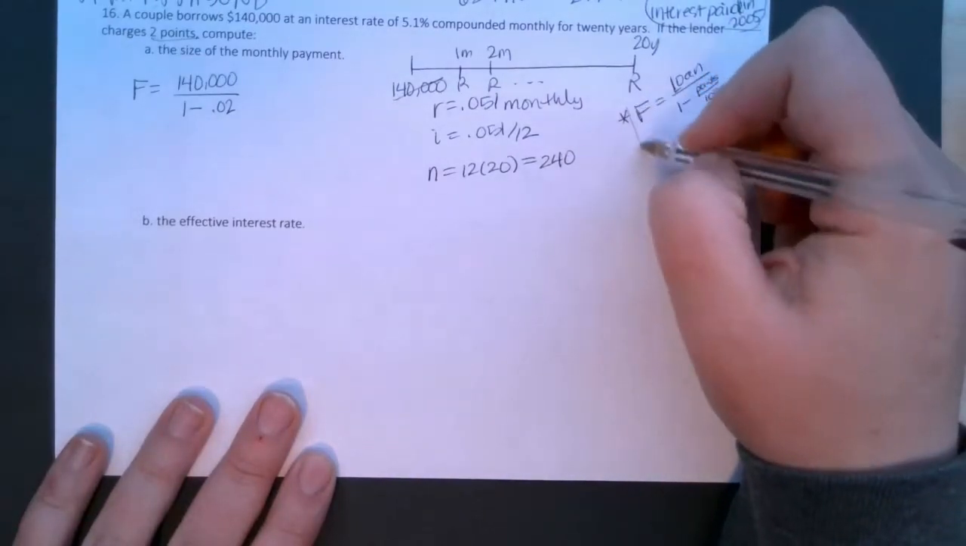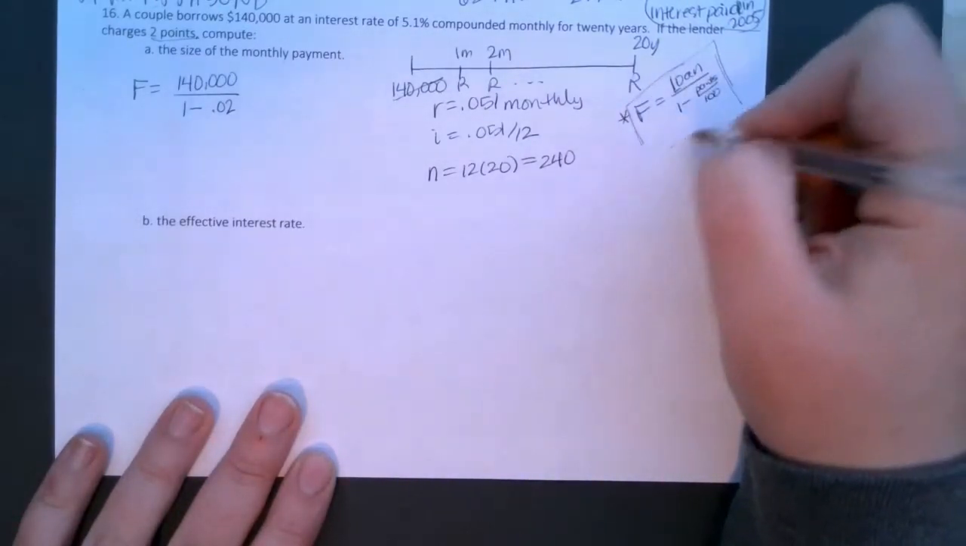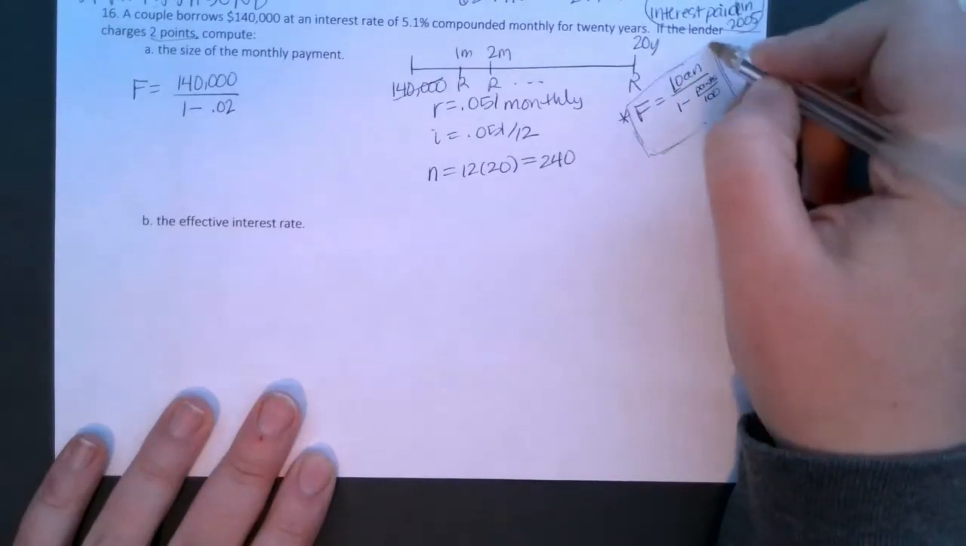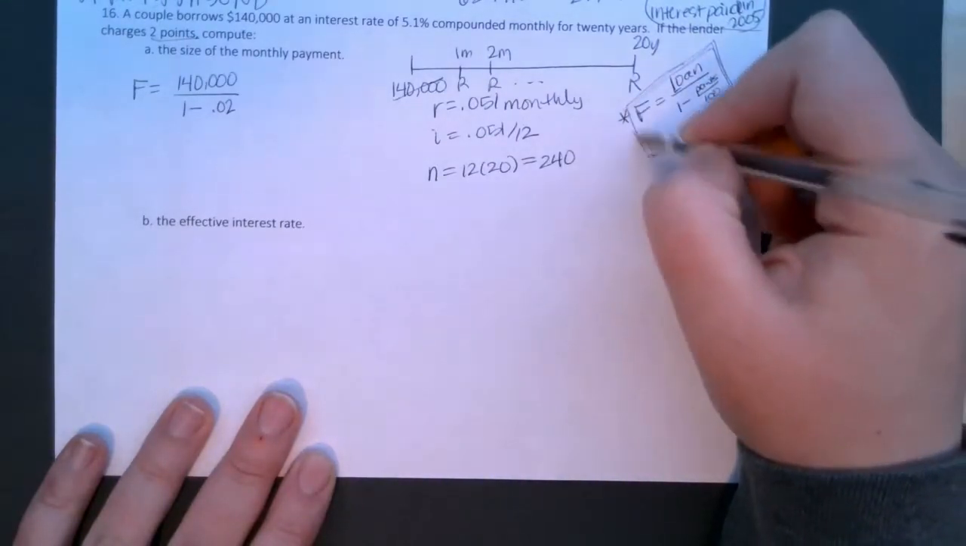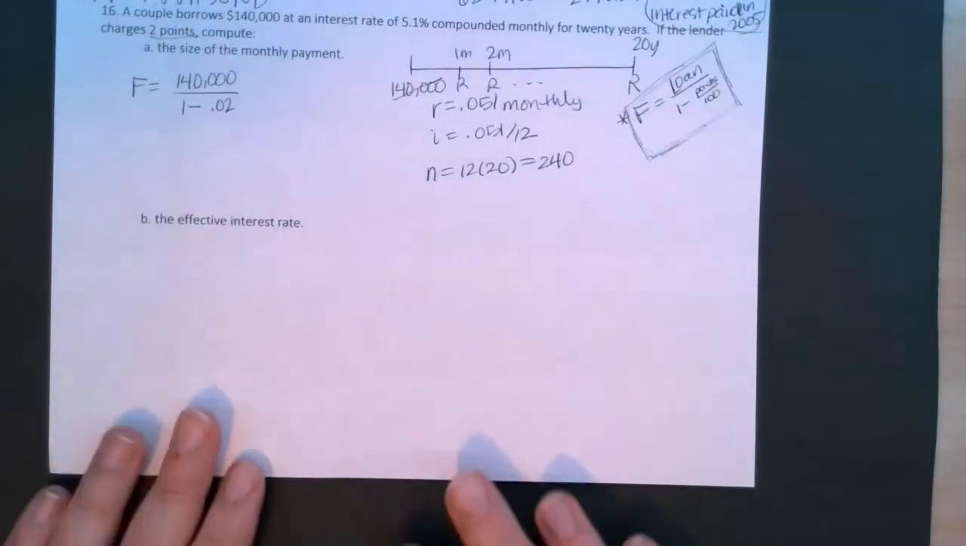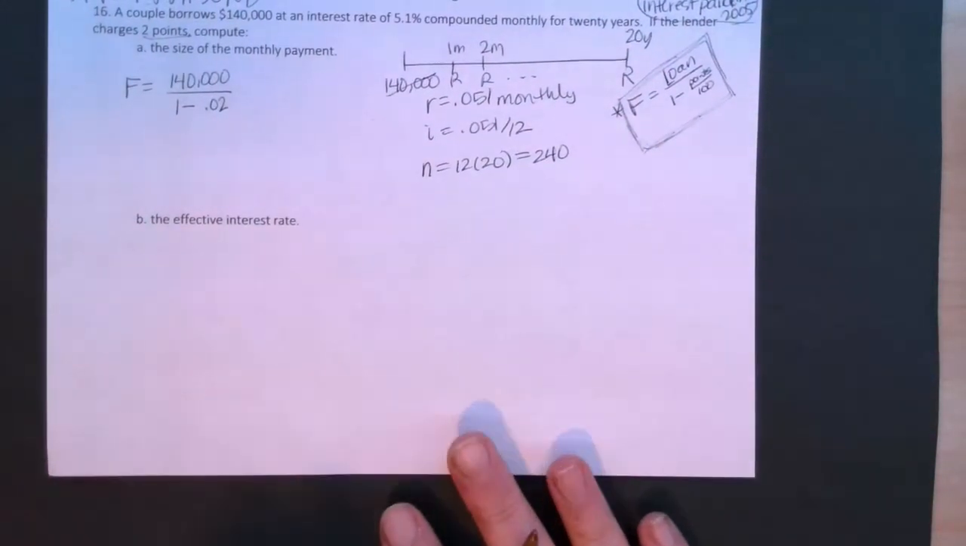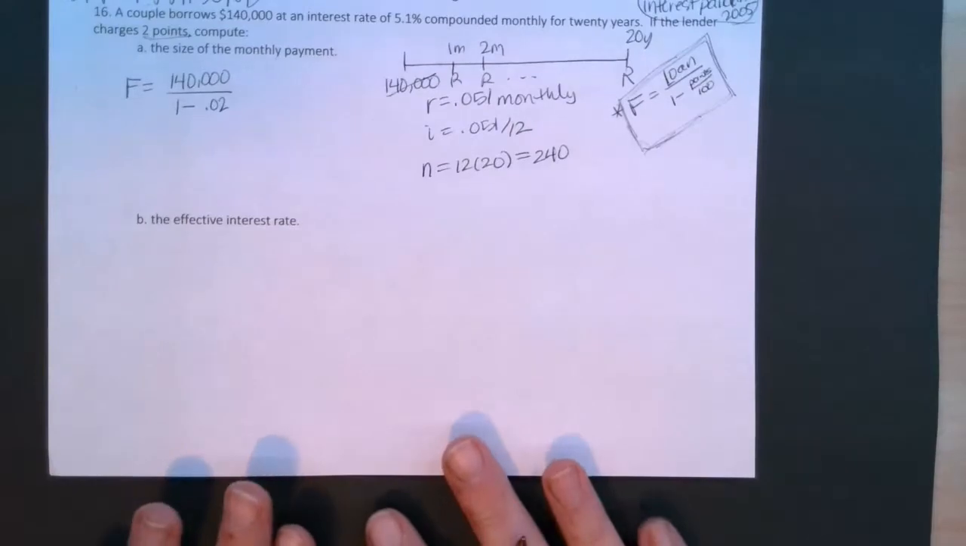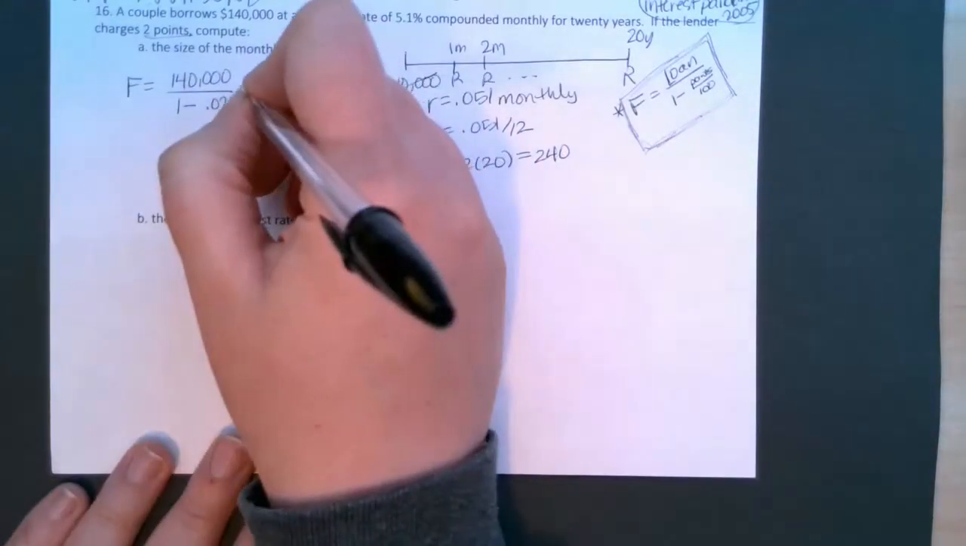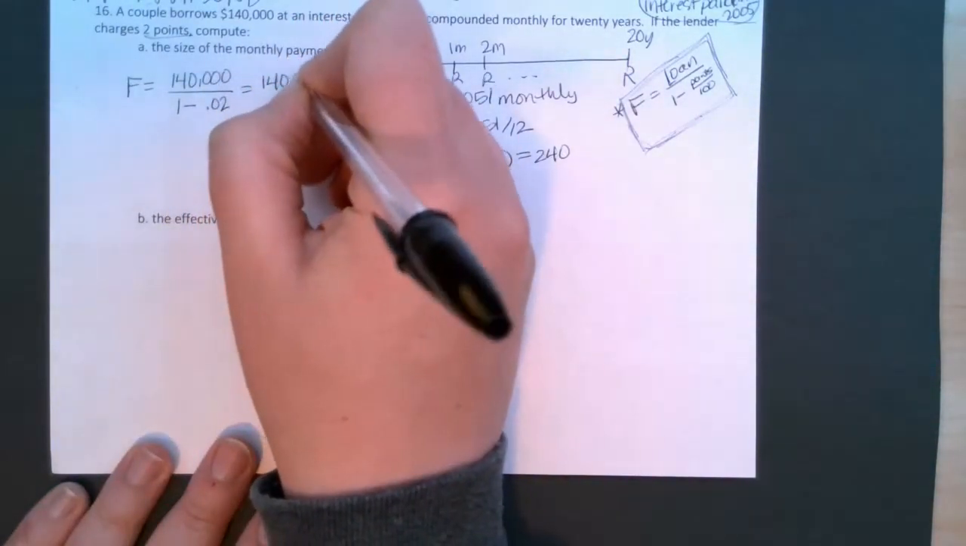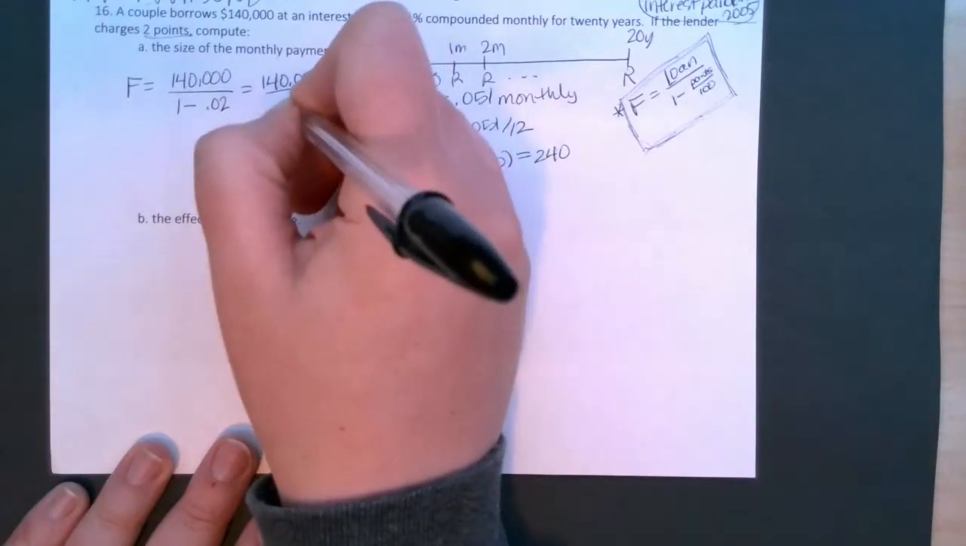Okay, so this is again another formula that we haven't necessarily talked about. Points aren't used quite as much, they're not as popular, you're not going to see them as often, but just in case you encounter it later in your career, I want to make sure that we touch on it. Okay, so that means this is going to be 140,000 divided by 0.98.